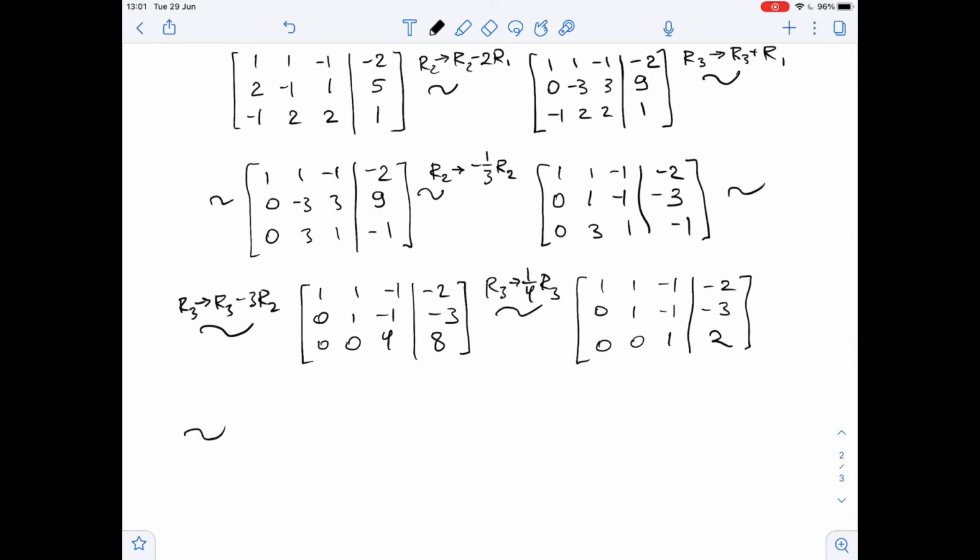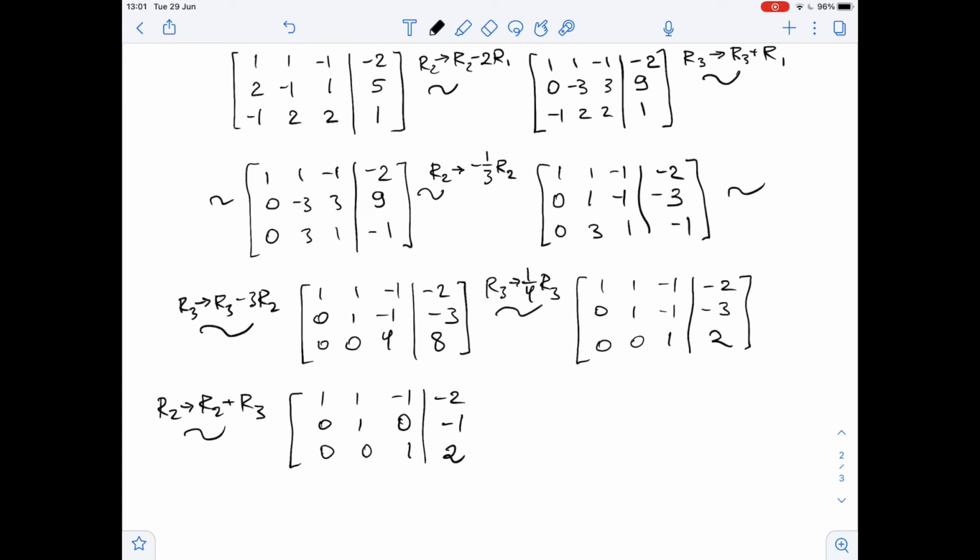Our next step is to add row 3 to row 2. So instead of row 2, we will have the sum of row 2 and row 3. And we get 1, 1, negative 1, negative 2, 0, 1, 0, negative 1, 0, 0, 1, 2.